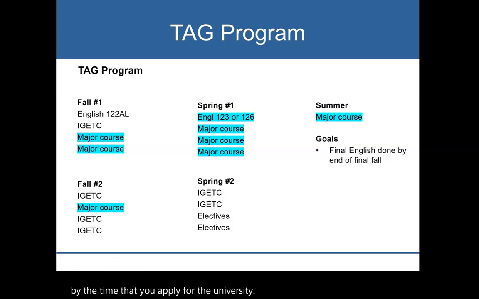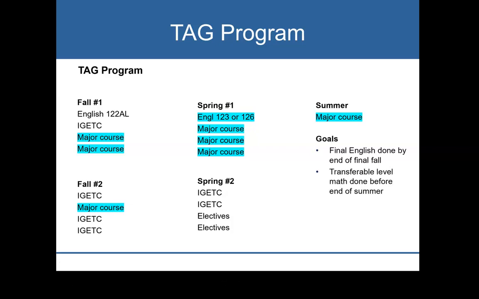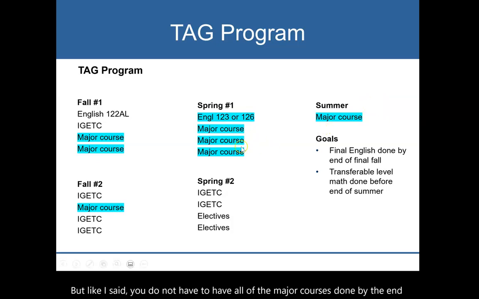So the goals with this, remember, final English done by the end of your final fall, transferable level math done by the end of summer. That doesn't mean that all your math has to be done by the end of your final summer. If you're an economics major, for example, applying for UC Davis, you might take Math 192 in the spring. You might take Math 193 in your final fall. That's completely fine. You'd be ready to go for the TAG program for your university.